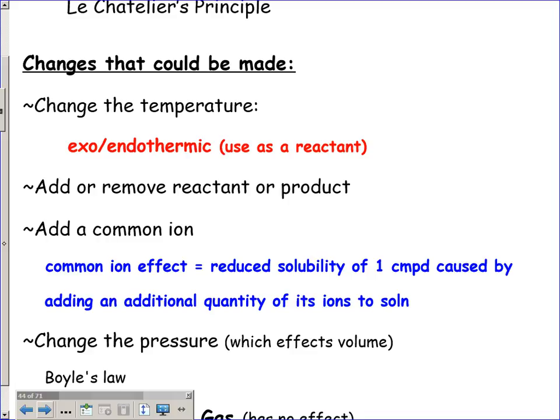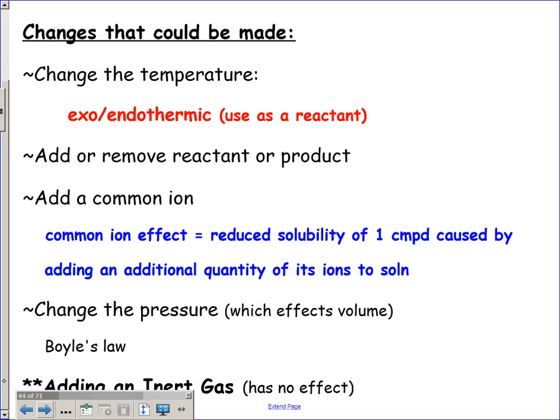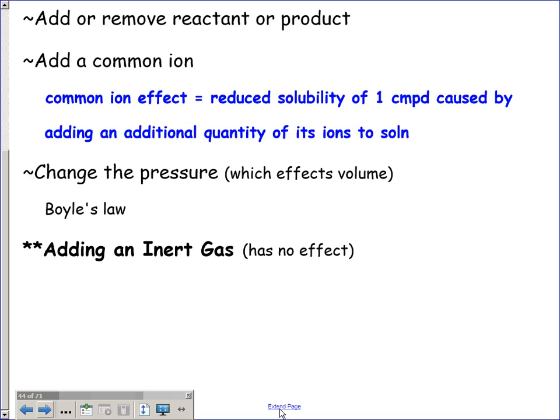So, all right, change in temperature. That's going to be relevant to endothermic and exothermic reactions. Adding or removing, like I said: taking away particles is removing, adding is adding, an increase in concentration. I'll talk about common ion in a second. Increasing the pressure, which is actually more of a change in volume than a change in pressure, or adding an inert gas, which means a gas that's not reactive.